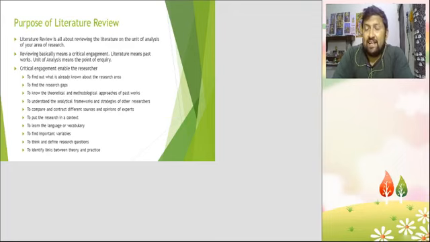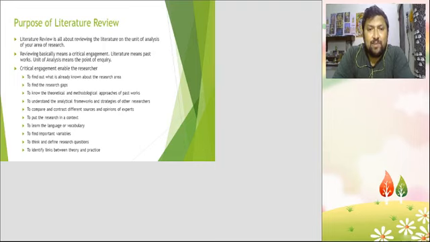Then this critical engagement helps the researcher to realize the research gap, to know the theoretical and methodological approaches of the past work. I mean, what are the methods and theoretical approach the authors have used in their works, to understand the analytical framework and strategy of other researchers. And this critical engagement also helps the researcher to compare and contrast the different sources and opinions of the experts. It helps the researcher to put the research in an appropriate context.